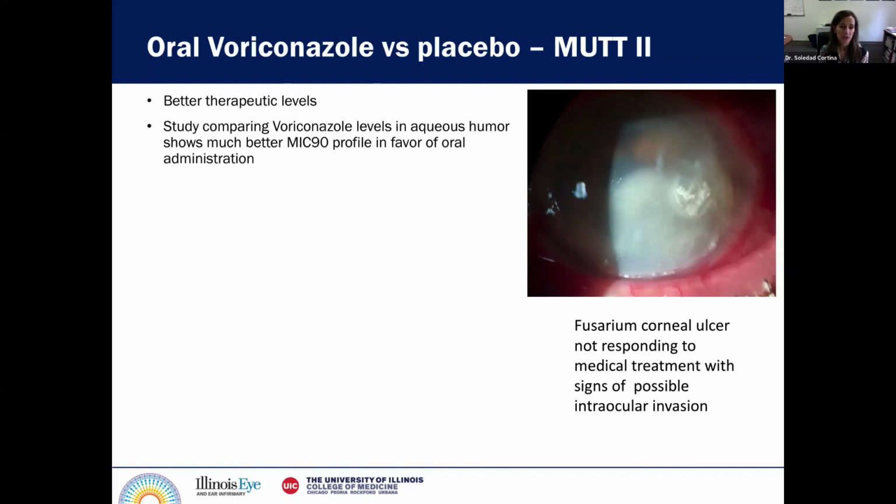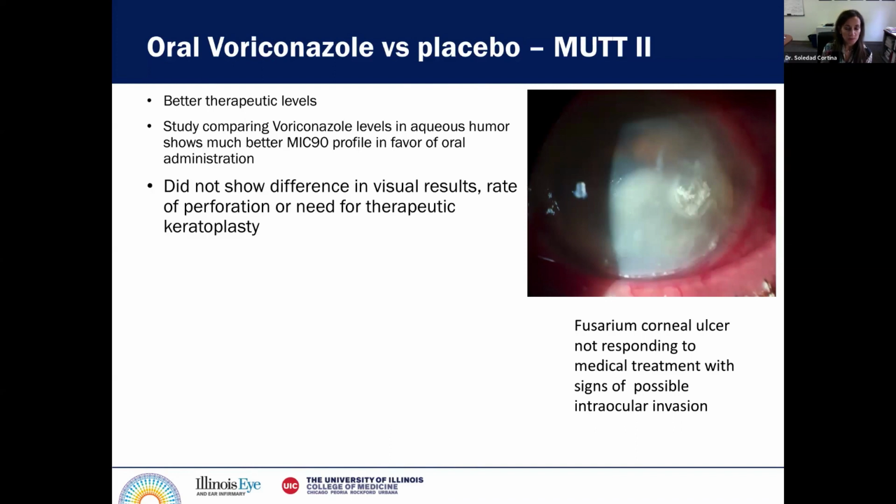I'm sorry, not to compare voriconazole levels in aqueous humor, but the basis of this study was that there were studies showing that the levels inside the eye, particularly in aqueous humor, were better if voriconazole was administered orally than it was administered topically.